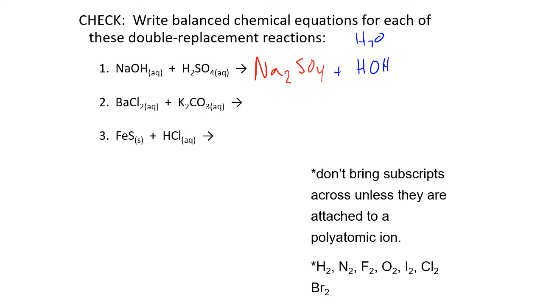But now we still need to balance this. We have Na, SO4, H, OH. There's 1, 1, 2, and 1. And over here we have 2, 1, 1, and 1. So we need 2 H's over here. So we put a 2 there. Gives us 2 H's and 2 OH's. We have the Na, we need 2 Na, we put a 2 there, 2 Na, 2 OH's, and that's all balanced out.